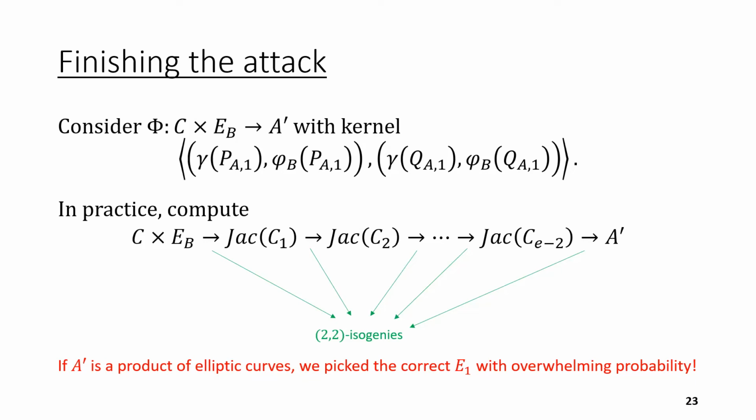But in practice, if you end up with a product of elliptic curves, you basically know, okay, we have found the correct first step of Bob's secret isogeny. And then you can recompute the entire thing over and over for E2, E3, and so on, up until the very end, basically.